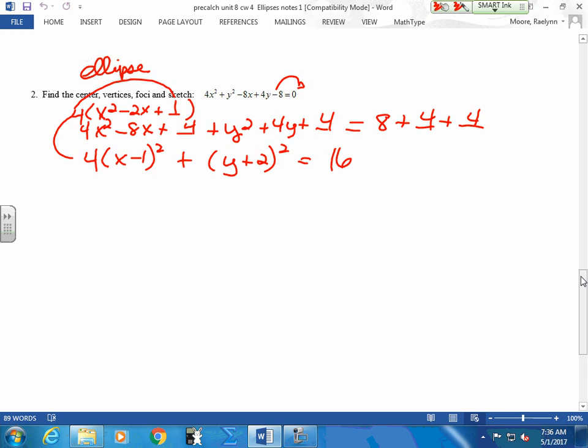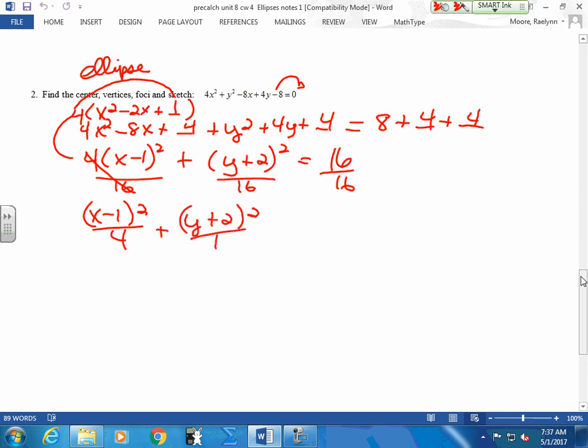We know this is an ellipse. We determined it was an ellipse, so it has to be equal to 1. So we're going to divide everything by 16. These have to be able to factor, or we're going to move our fraction around, and we'll see that later. So here's our equation of an ellipse.